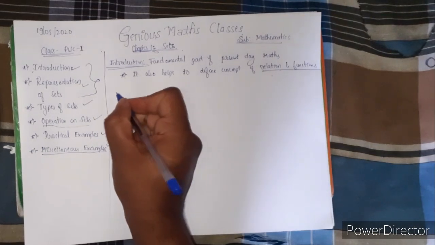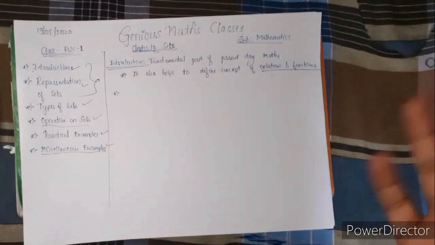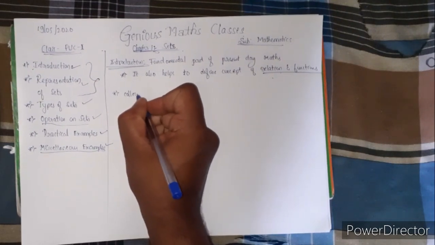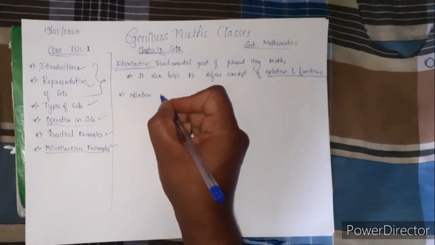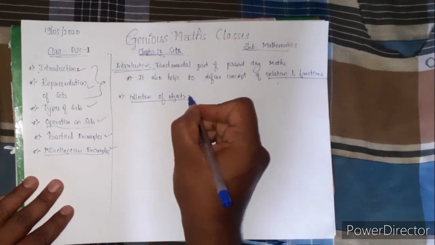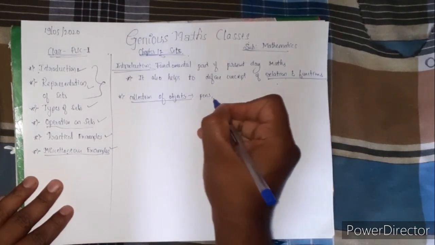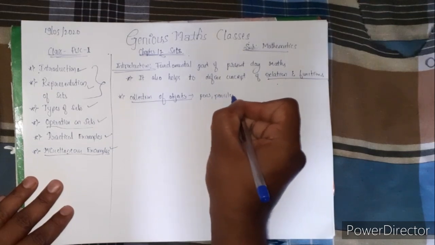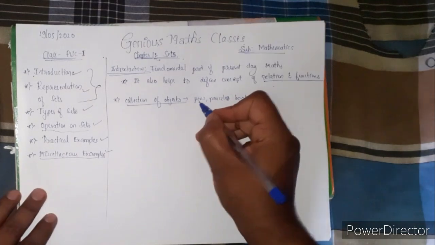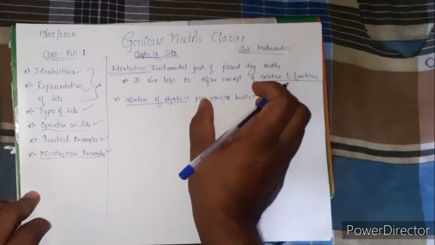Sets are nothing but a collection of objects. For example, pens, pencils, books.